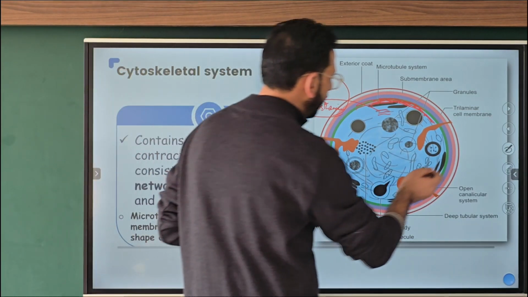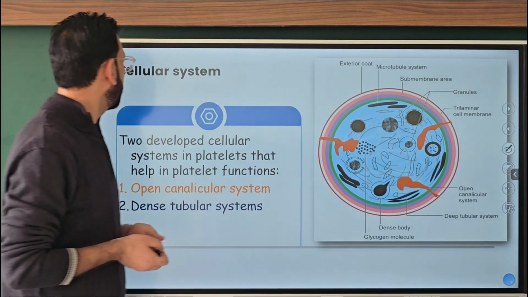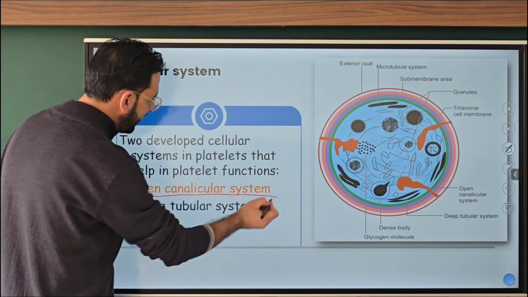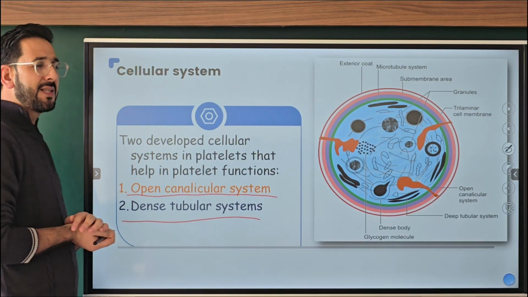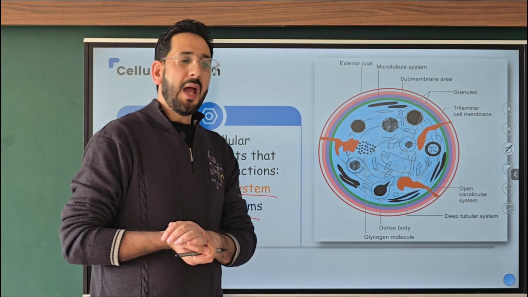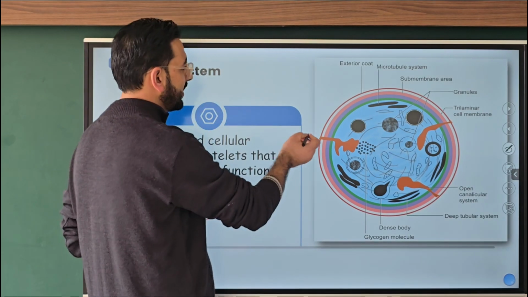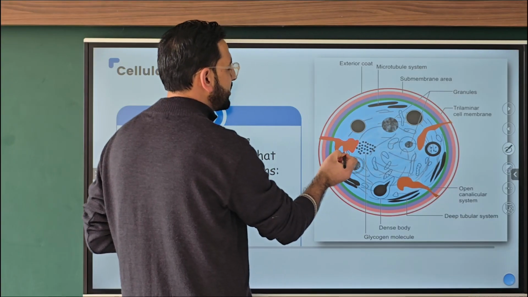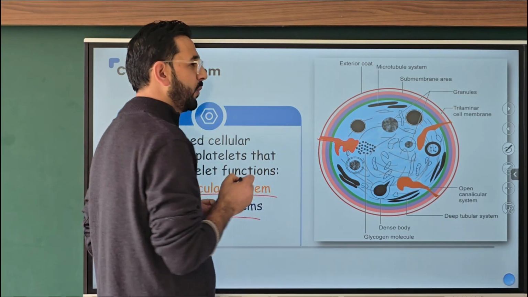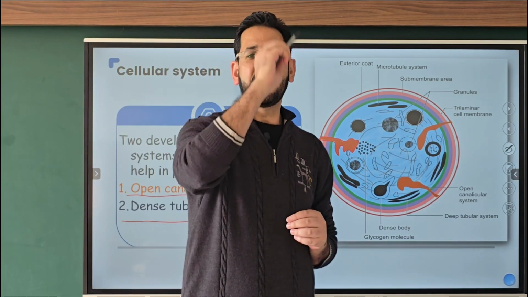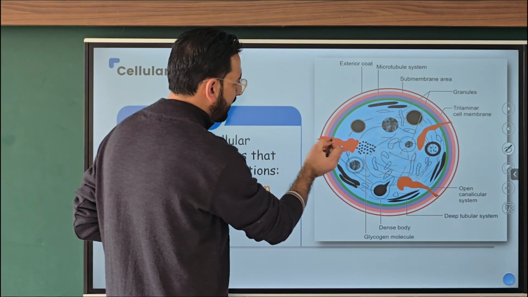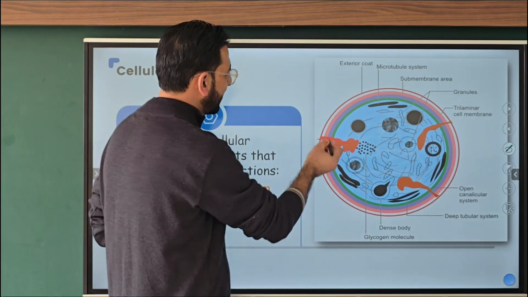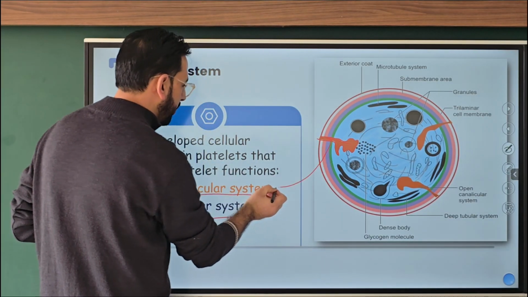Now one more important thing: we talk about the cellular system, and in the cellular system we will talk about two things. One is the open canalicular system, the second is the dense tubular system. The open canalicular system, you can see here, consists of invaginations in the cell membrane, and these invaginations go deep into the cell. These invaginations are making canals, tunnel shaped structures, and these canals are called the open canalicular system.